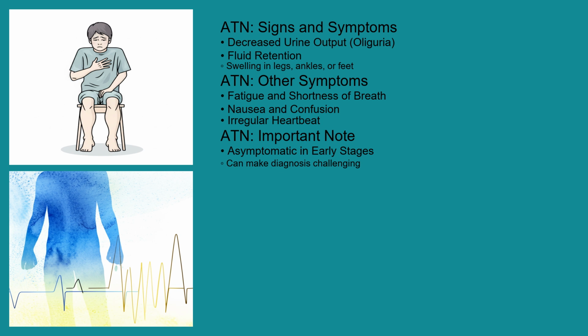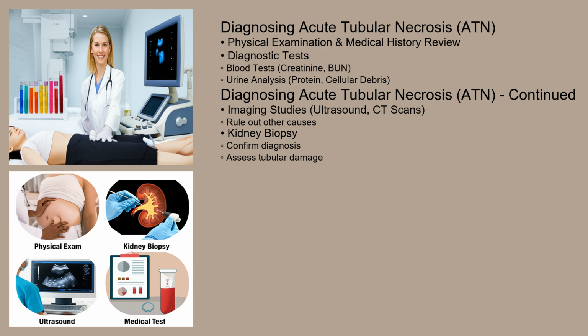What are the telltale signs and symptoms of ATN? The symptoms of ATN can vary in severity, but often include decreased urine output, also known as oliguria. Fluid retention can lead to swelling in the legs, ankles, or feet. Fatigue, shortness of breath, nausea, confusion, and irregular heartbeat can also occur. In some cases, ATN can be asymptomatic, meaning there are no noticeable symptoms, especially in the early stages, making diagnosis challenging.